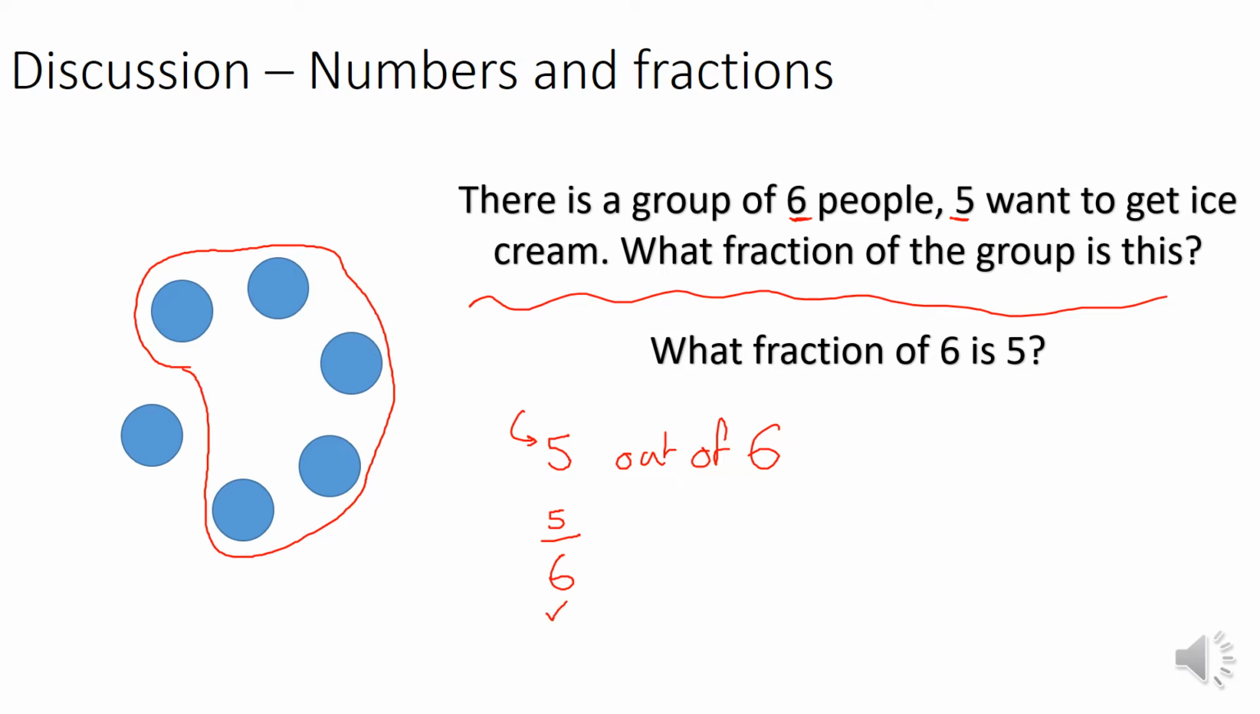Can we simplify it down at all? Actually, no, we can't, because there aren't any numbers apart from 1 that you can divide both 5 and 6 by. So our final answer is just 5/6 for this one; we don't even need to simplify. It's as simple as writing 5 over 6: however many want to get ice cream divided by however many there are in total.